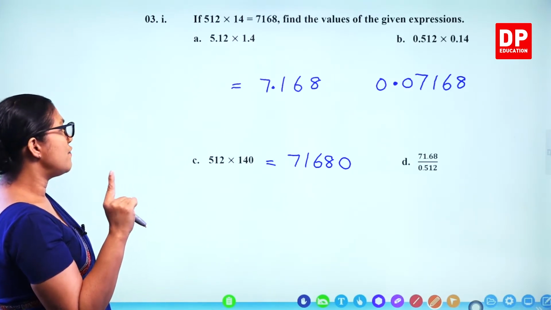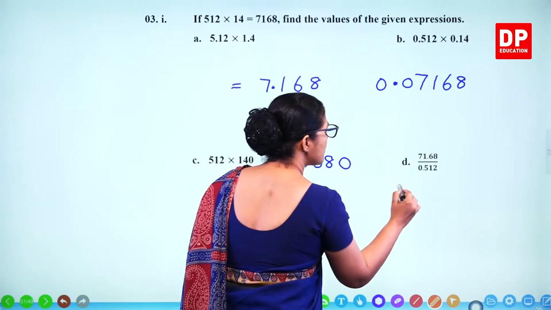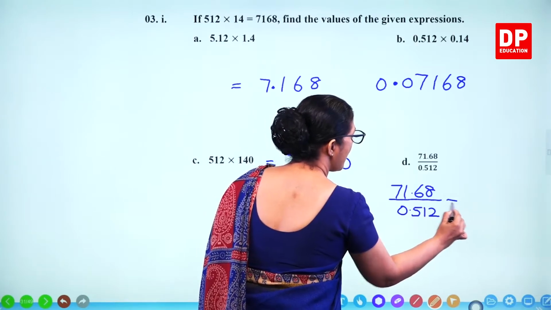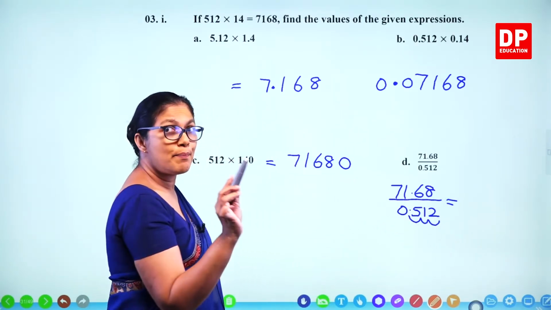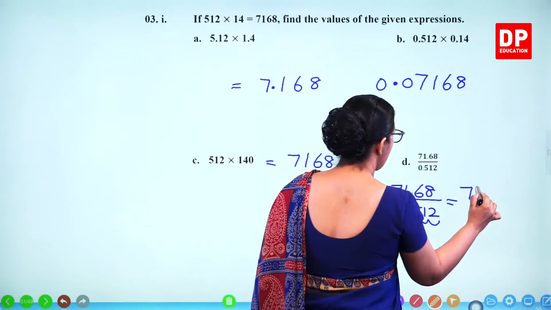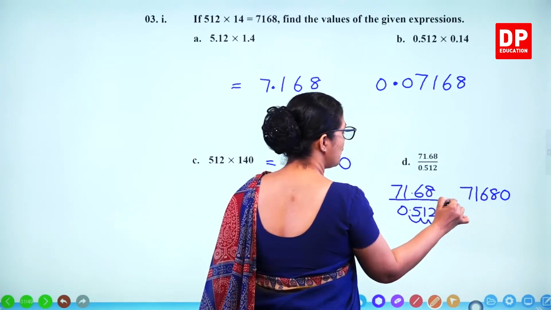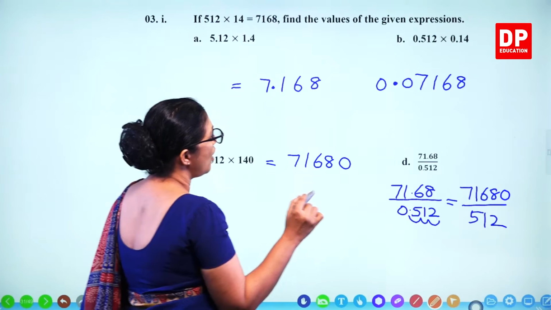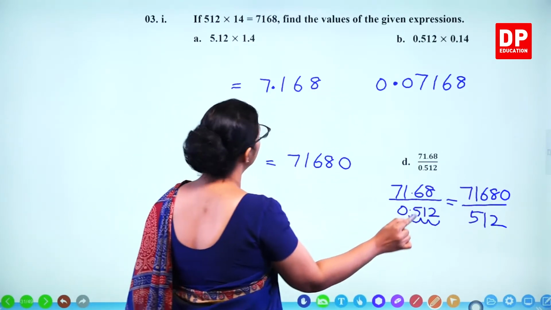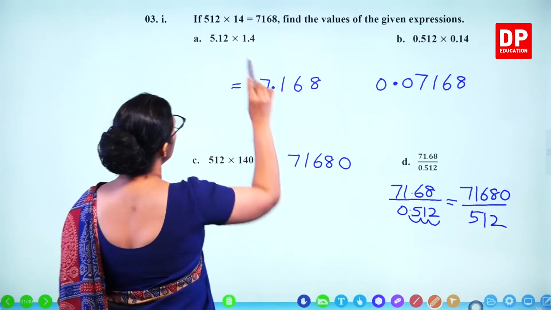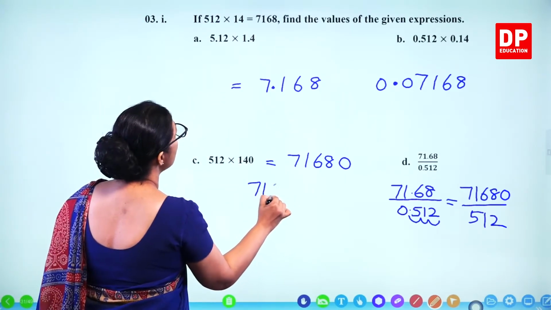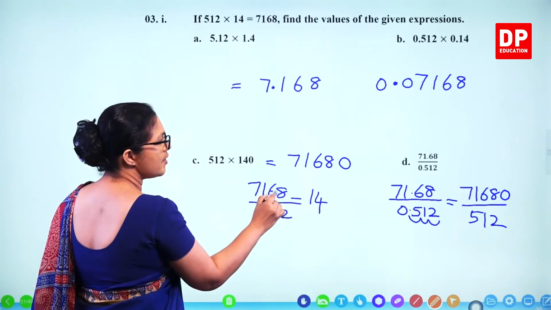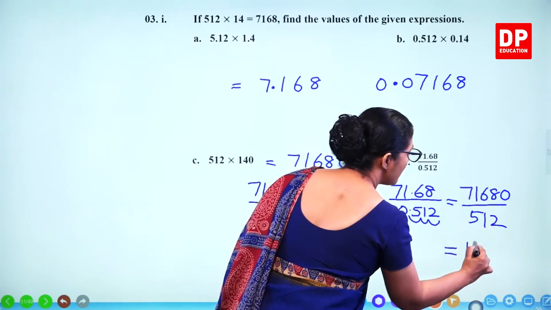What about division now? Division you have to do separately. So first you get rid of this decimal point. 1, 2, 3. Multiply by 1000 both the numerator and the denominator. 71680, then this one is 512. So now an extra 0 is there. 7168 divided by 512 is 14. But the extra 0 is there, so that becomes 140.